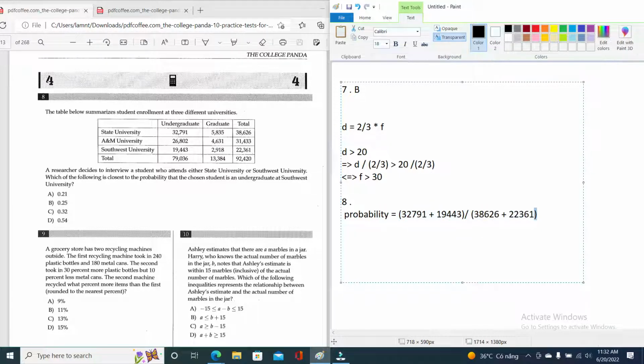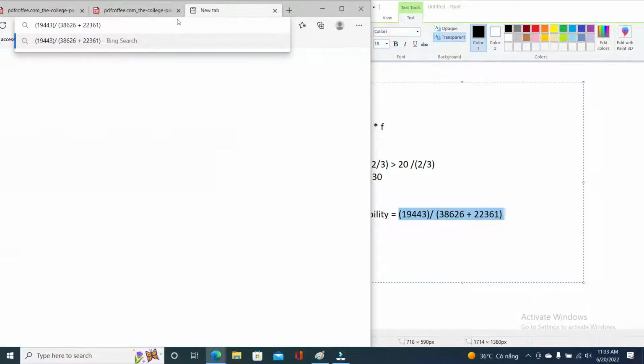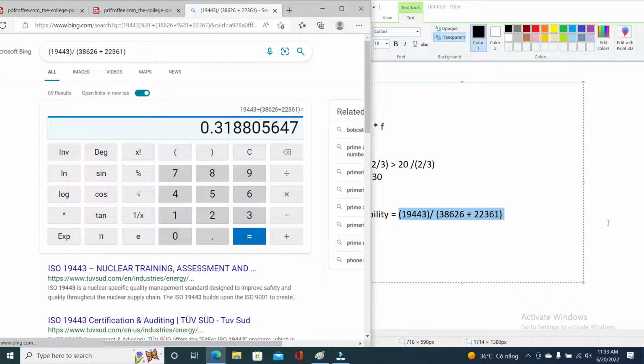So they only ask about the students who are undergraduates at Southwest. So we're not going to add the 32,000 in. Okay, so we only use 19,443 divided by the sum of the students of the two universities. So what's the result? That's 0.31.